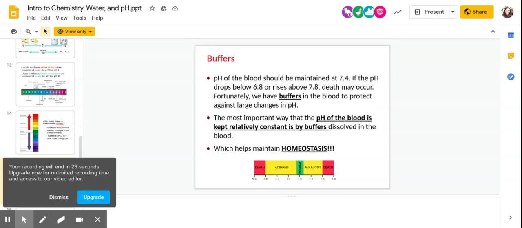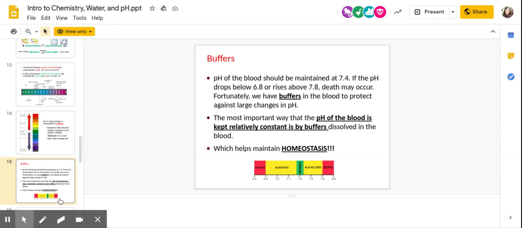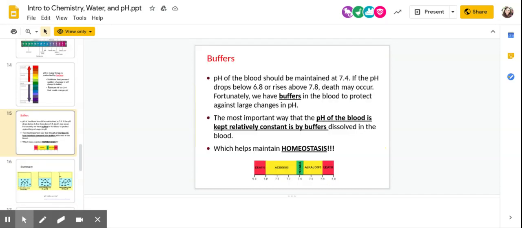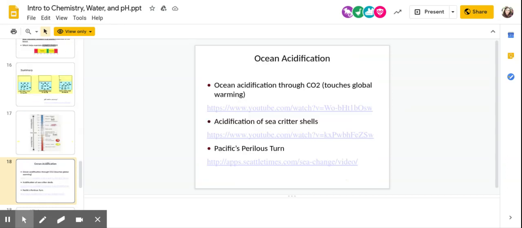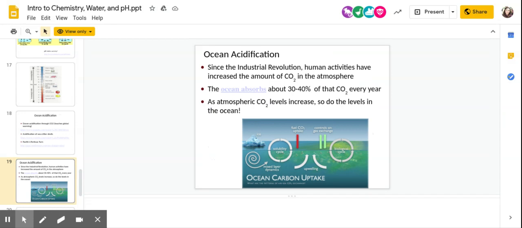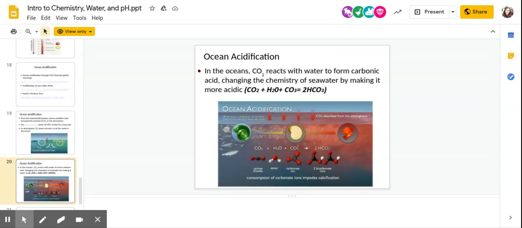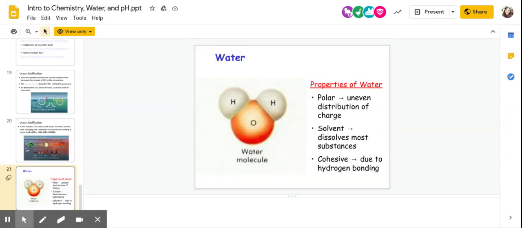As we finish up this unit, slide 15 is going to deal with blood, which is where a buffer is very important. And as we finish this up, it's going to refer to the ocean. When we deal with the pH scale, it's very important. So check out those slides, those links on slide 18, and look at the carbon intake on 19 as well as 20.